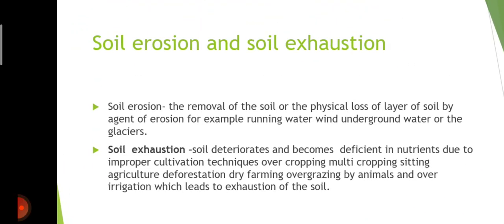Soil erosion is the removal of the soil, or the physical loss of the layer of soil by agents of erosion, for example, running water, wind, underground water, or glaciers. It is known as soil erosion. It means removal of the soil from the earth's surface.